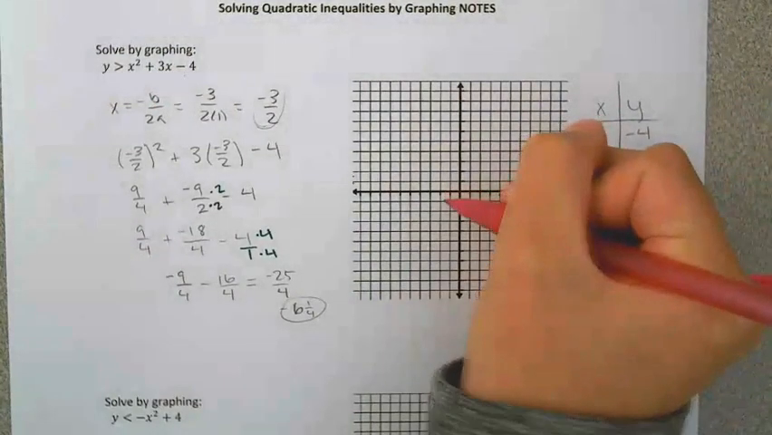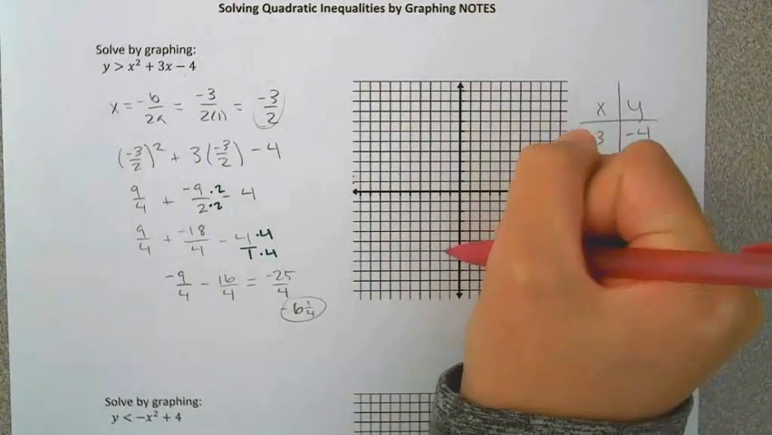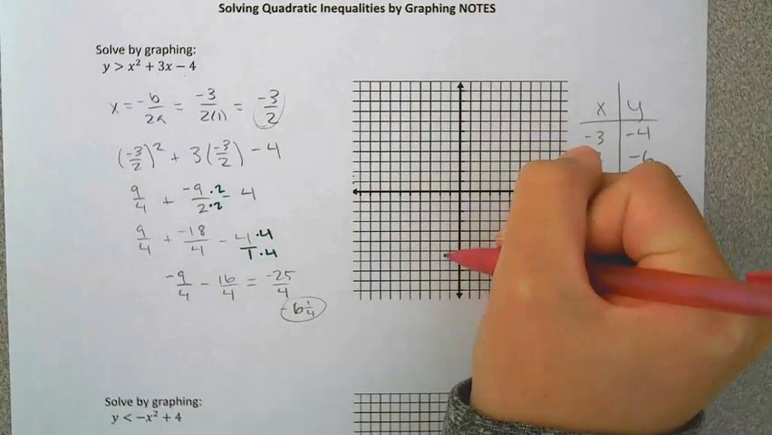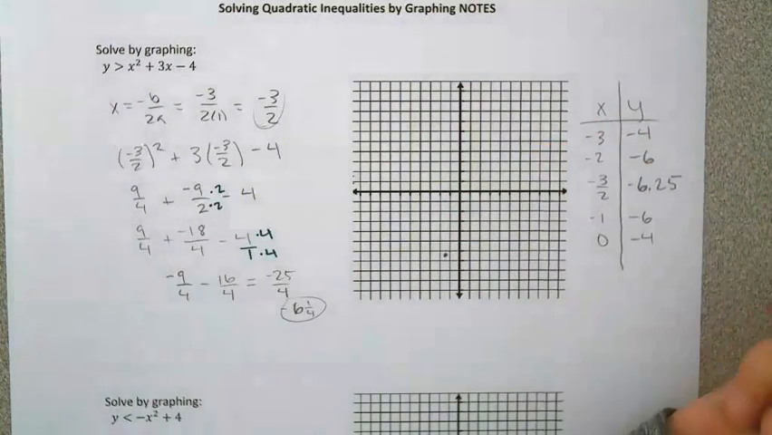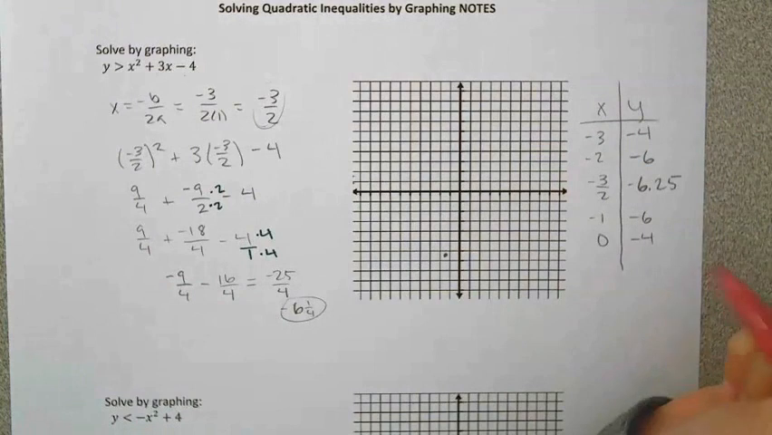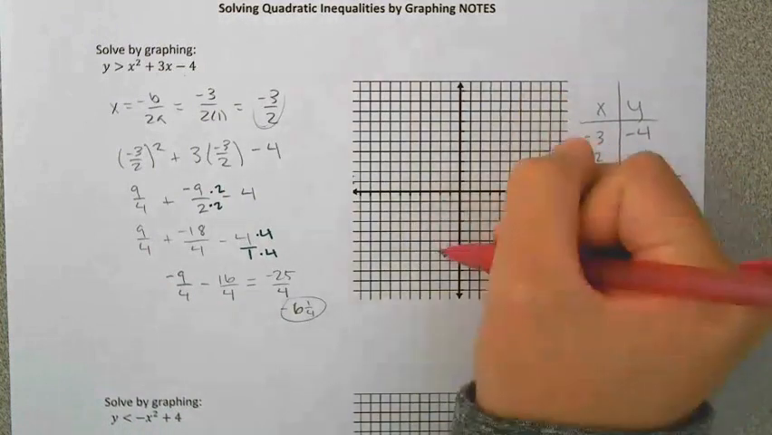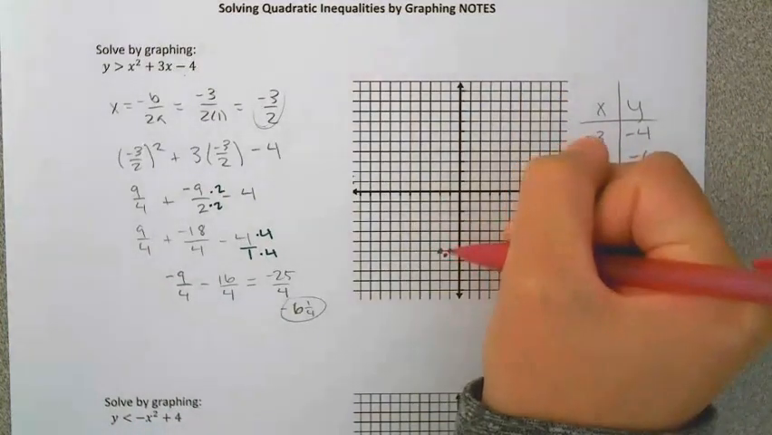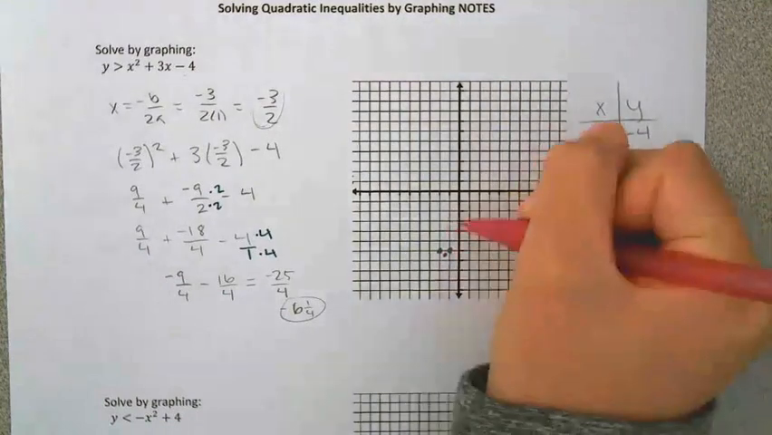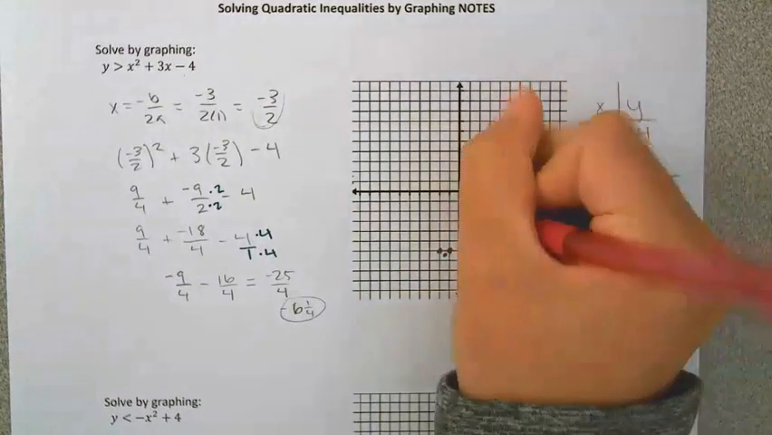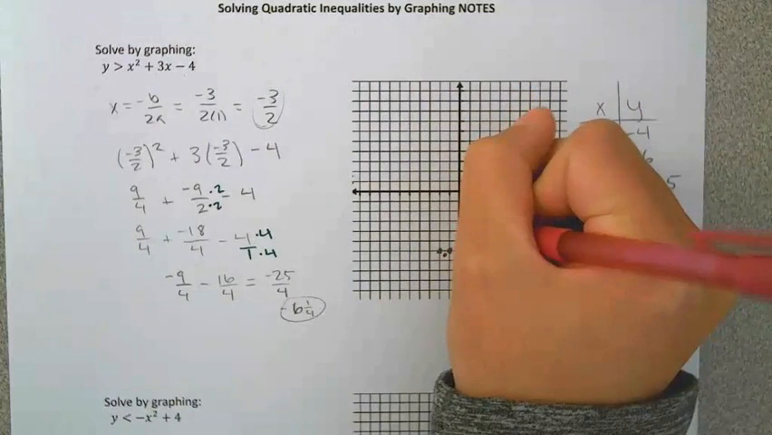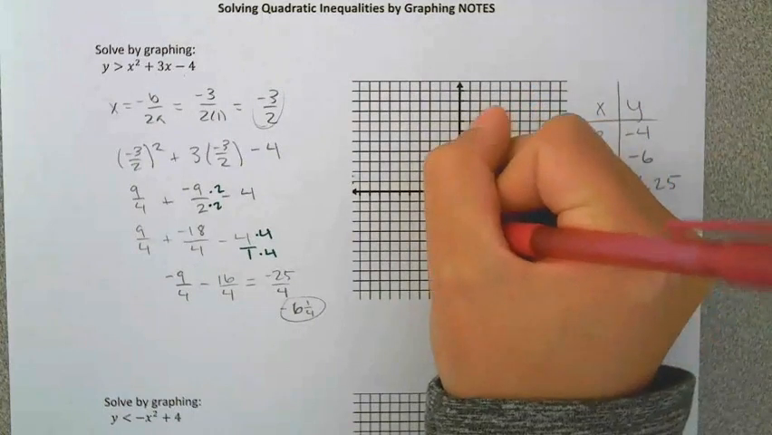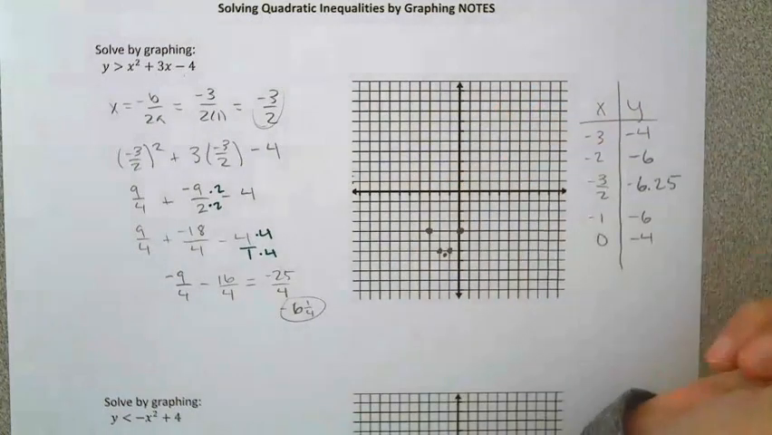Negative 3 halves, 1, 2, 3, 4, 5, 6, and a little bit there. It's not completely accurate because it's a small space, but that's okay. We're getting the idea down. Negative 2, negative 6, negative 1, negative 6. And then we're also at our y-intercept of negative 4 here and there as well.